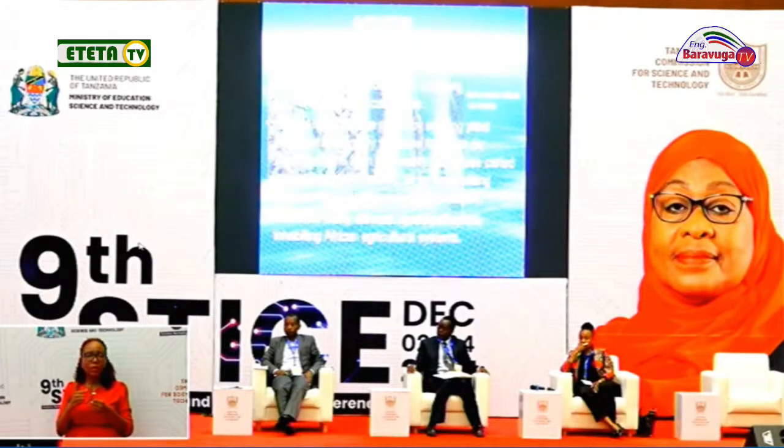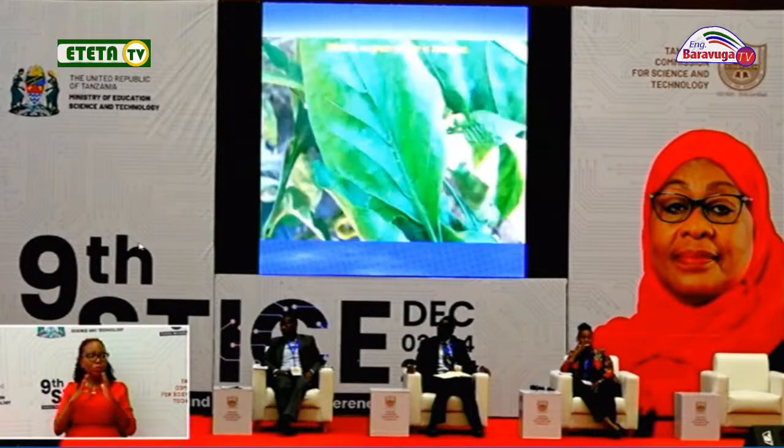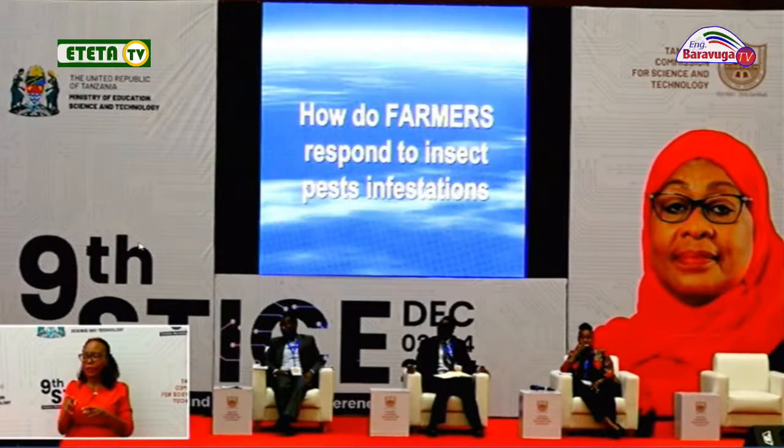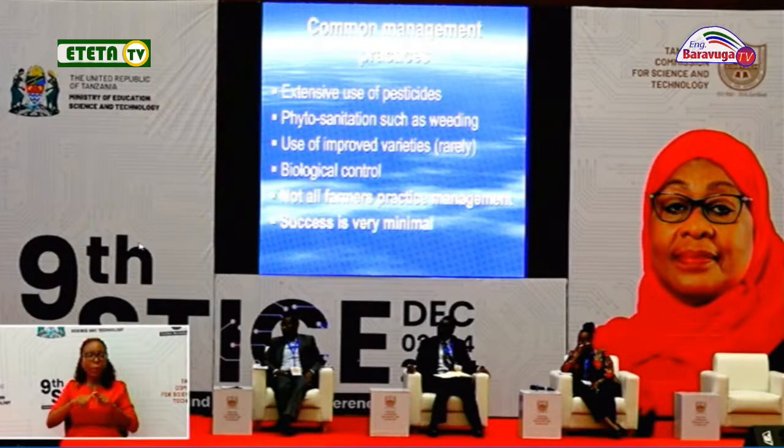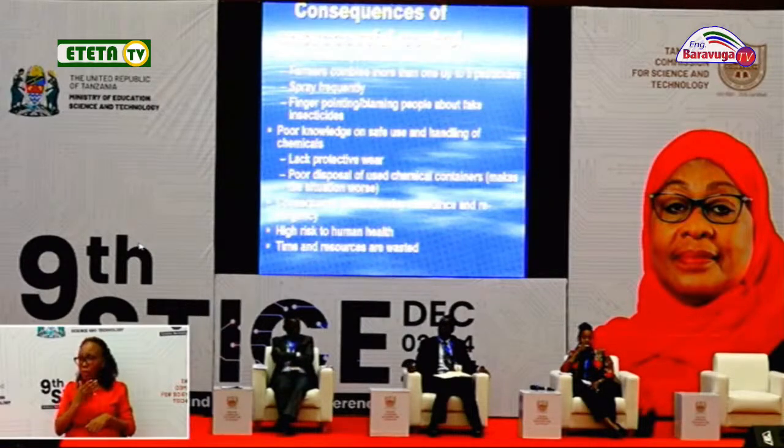We have aphids, also a big problem. Tuta absoluta, destroying a lot of tomato. It's a serious problem. Then whitefly, they damage crops and transmit diseases. So how do farmers respond to insect pest infestation? Extensive use of pesticide, phytosanitary weeding, use of improved variety, sometimes unsuccessful control.